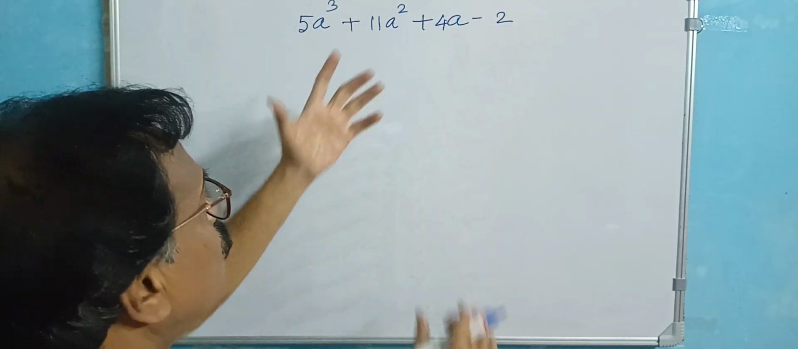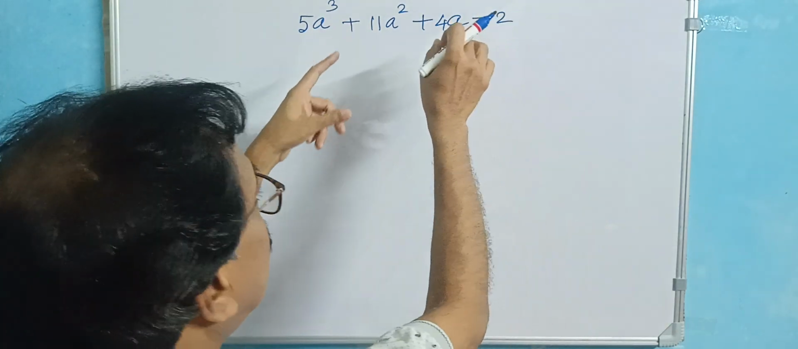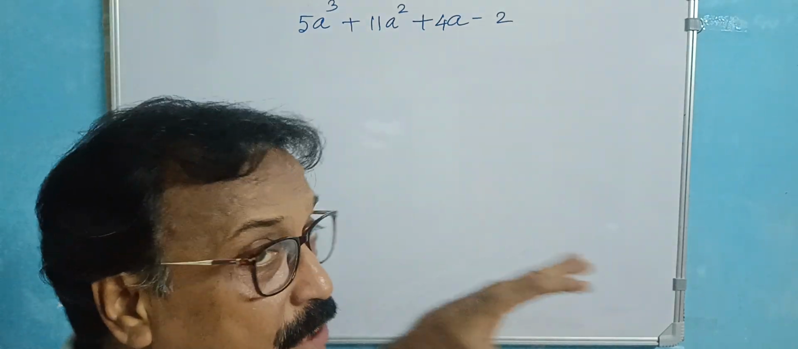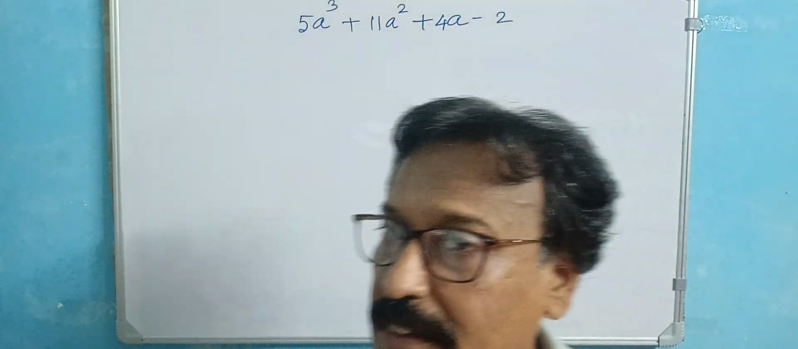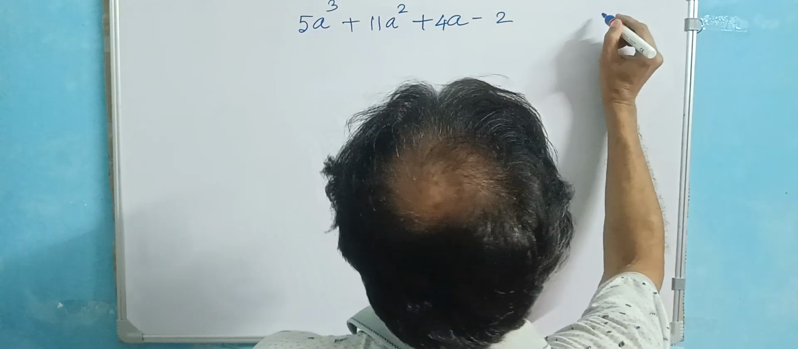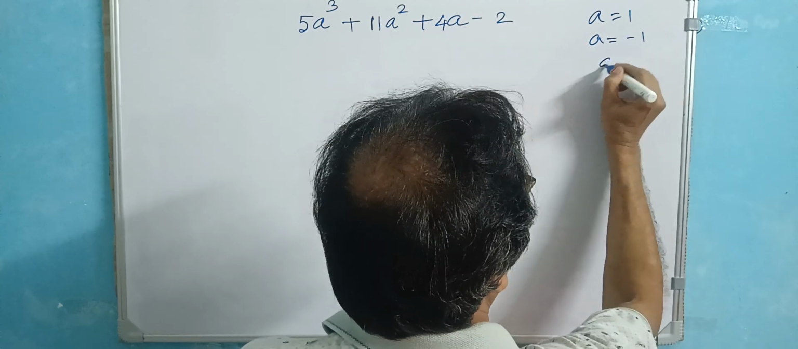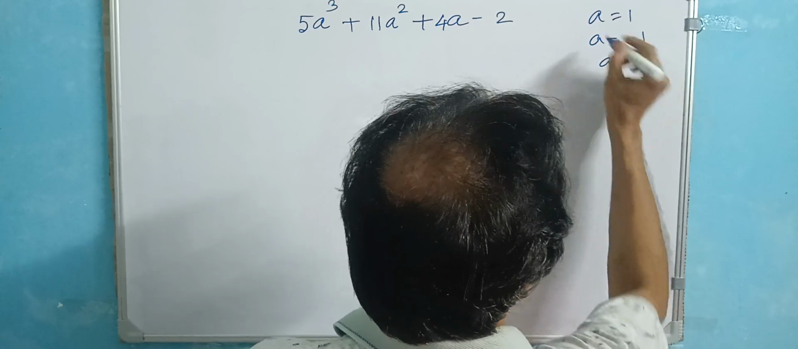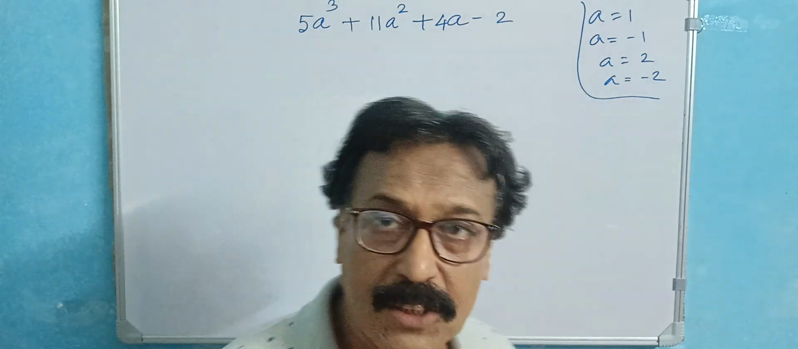Can you just factorize it by the middle term factor? There are four terms, which one is big? And there is no common thing here. So now we apply the previous process we discussed, the trial factor. Suppose you take a is 1, a is minus 1, a is 2, a is minus 2. In this way you solve and put the value, and see which one gives 0.